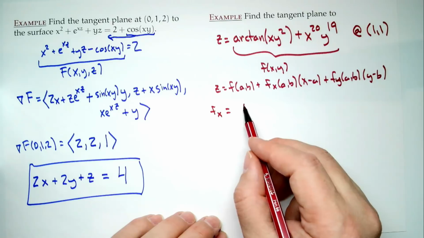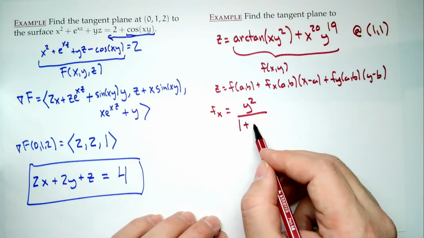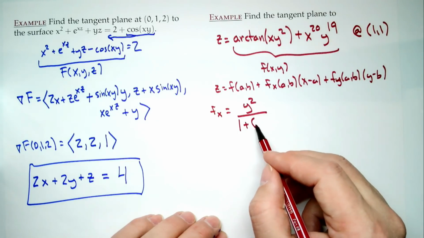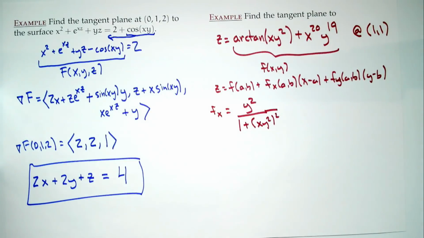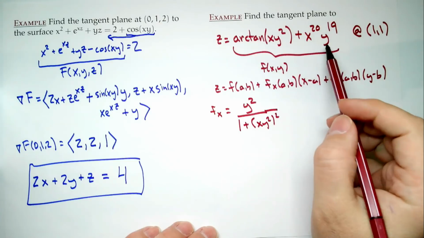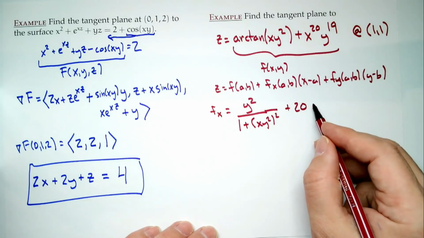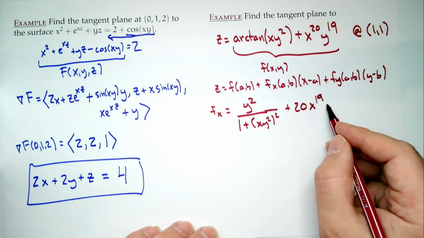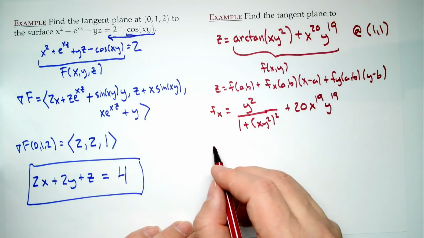Y squared over 1 plus xy squared squared. Okay, y squared over 1 plus xy squared squared. So the derivative of arctangent is 1 over 1 plus whatever's on the inside times the derivative of the inside, and we're taking the derivative with respect to x. How about the derivative of x to the 20th, y to the 19th? 20x to the 19th, y to the 19th. All right, good, that's done.